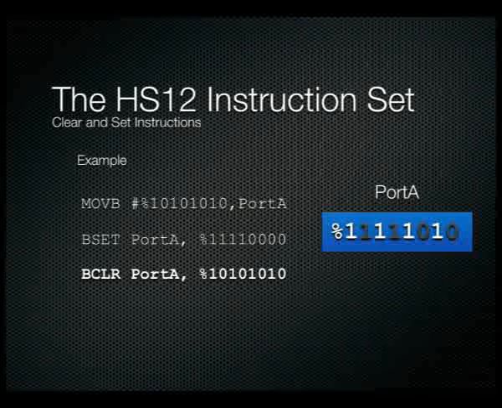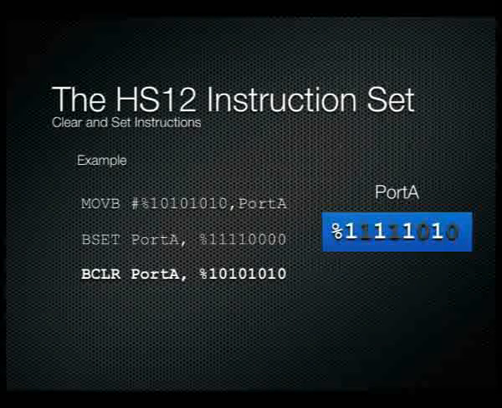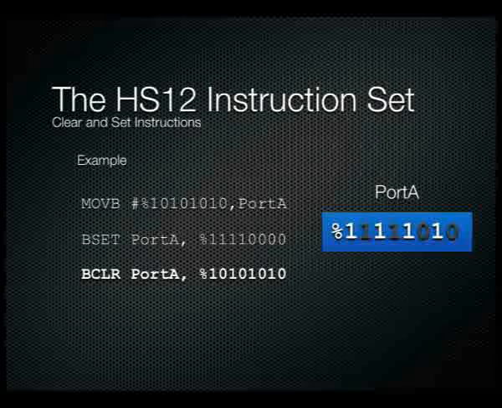The bit clear, the mask specifies 10101010. So effectively it's specified every alternate bit. So we've got bit 1, bit 3, bit 5, and bit 7 being selected. Okay, so we've selected those bits. What do we want to do with those bits? We want to clear those bits.